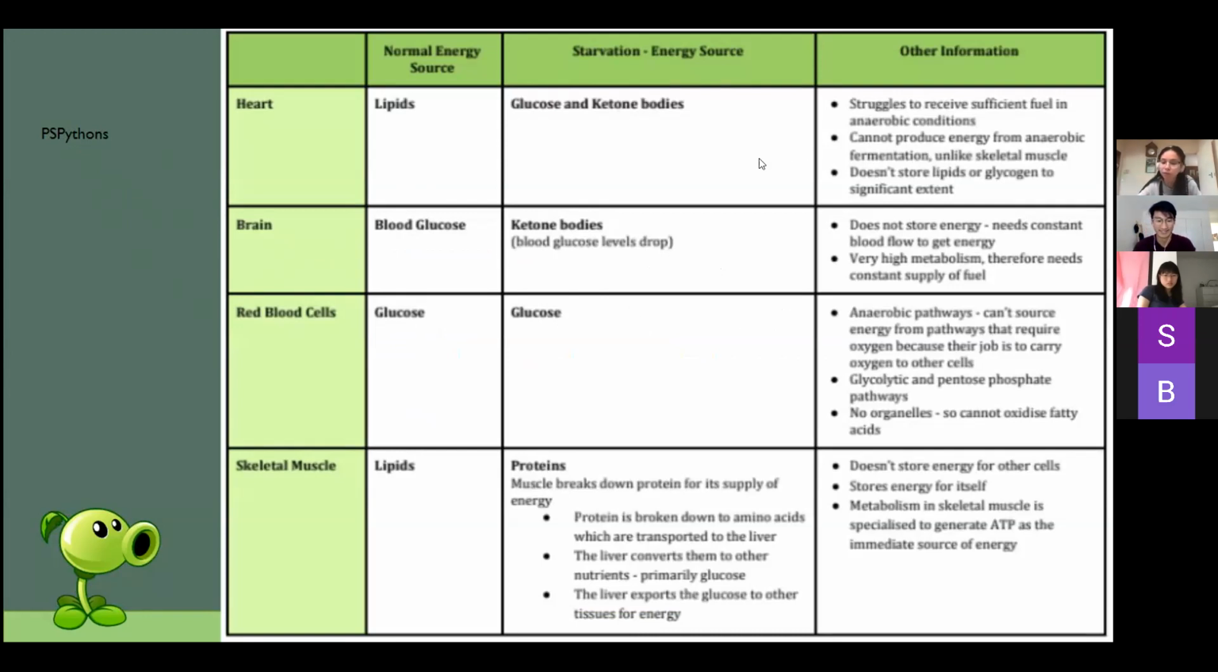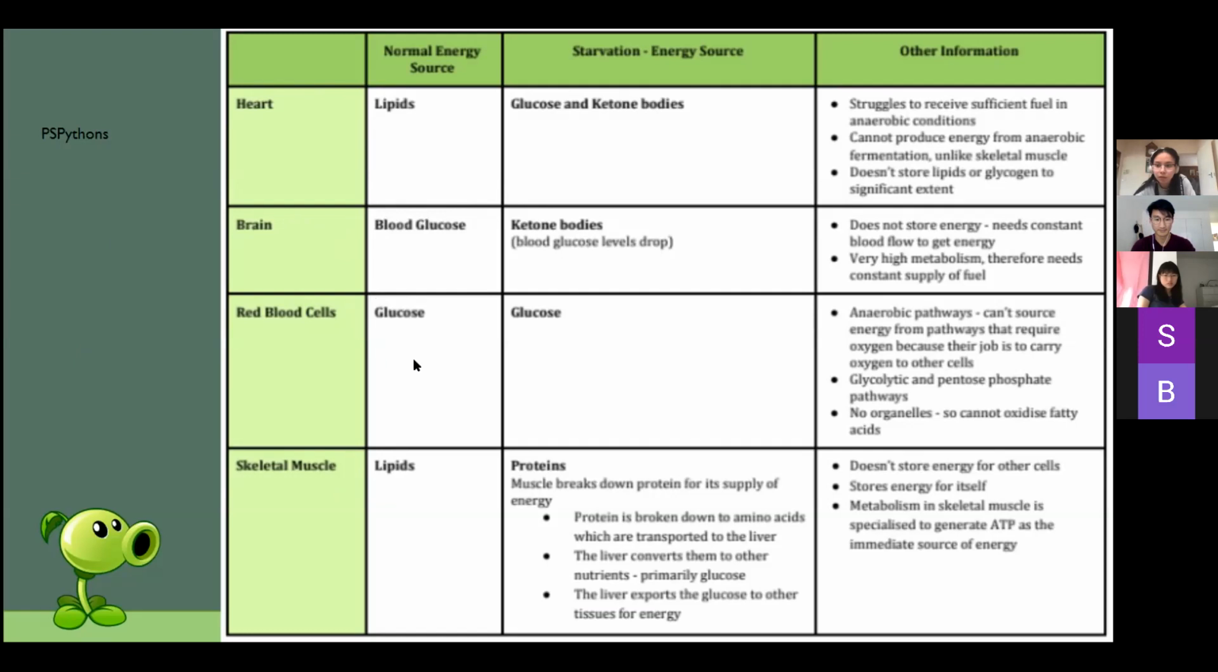Let me see if there's anything important. I guess you just need to remember the primary energy source for each organ. The heart and muscle mainly use lipids as a source of energy, whereas the brain mainly uses blood glucose. I guess that's the important part to remember.